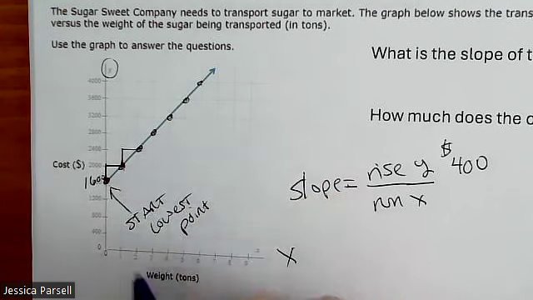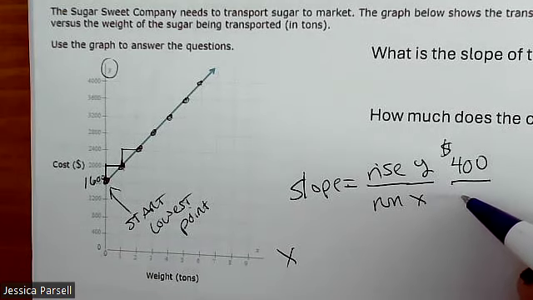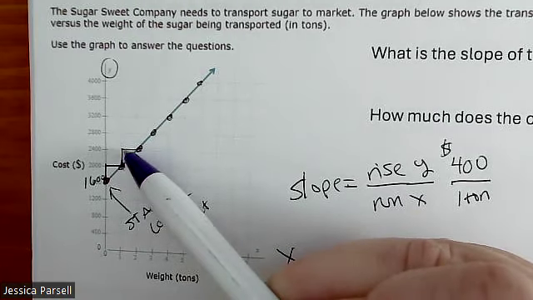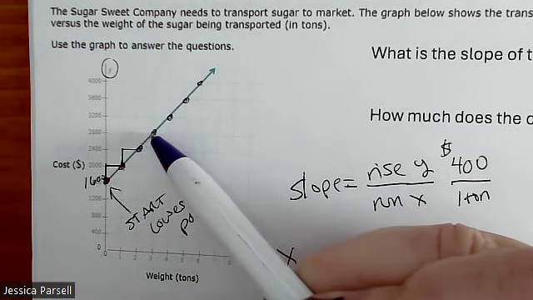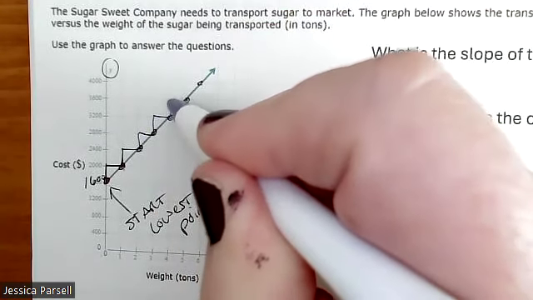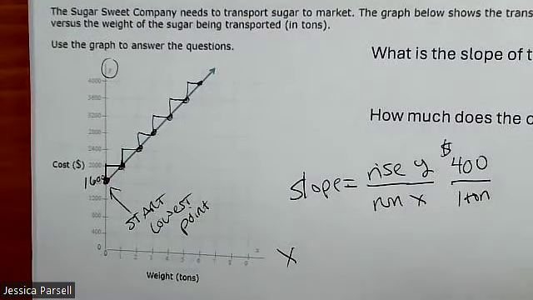What's happening on the x-axis? Every time you bump over, you're going up 1 more ton. So I came up and over 1 ton. And you're going to keep doing that. Up 400, over a ton. Up 400, over a ton. That's going to continue to help you find places that hit perfectly on that line. So our slope is 400 over 1 ton.